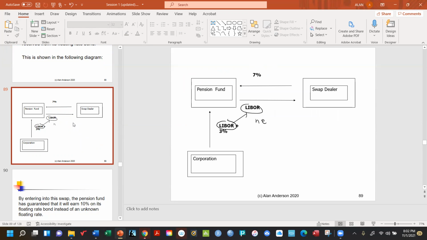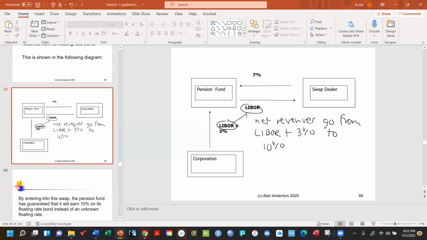So their net revenues go from LIBOR plus 3 to 10%. And remember, that's based on the notional principal of $100 million. So they're getting $1 million a year instead of taking their chances on LIBOR. And so that makes the pension fund very happy. They've eliminated all of their interest rate risk, which of course is the risk that LIBOR falls.